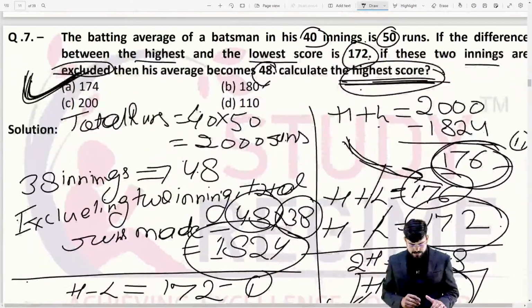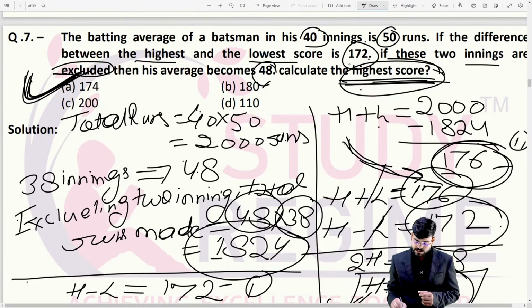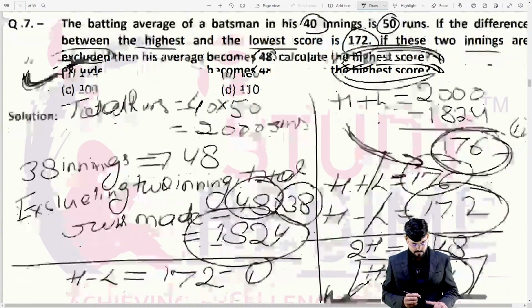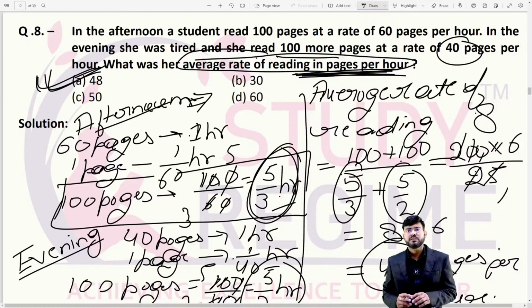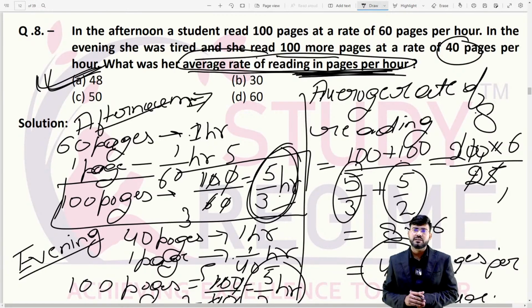Okay. Next was the batting average. Here in this question, the sum of the highest and the lowest score difference we have calculated, and we have found the highest score made by the batsman. In this question, it was about reading pages, 100 pages per hour, or how much time she will take to read 100 pages. We have calculated in the afternoon and in the evening. Then we have found the average rate of reading pages per hour.